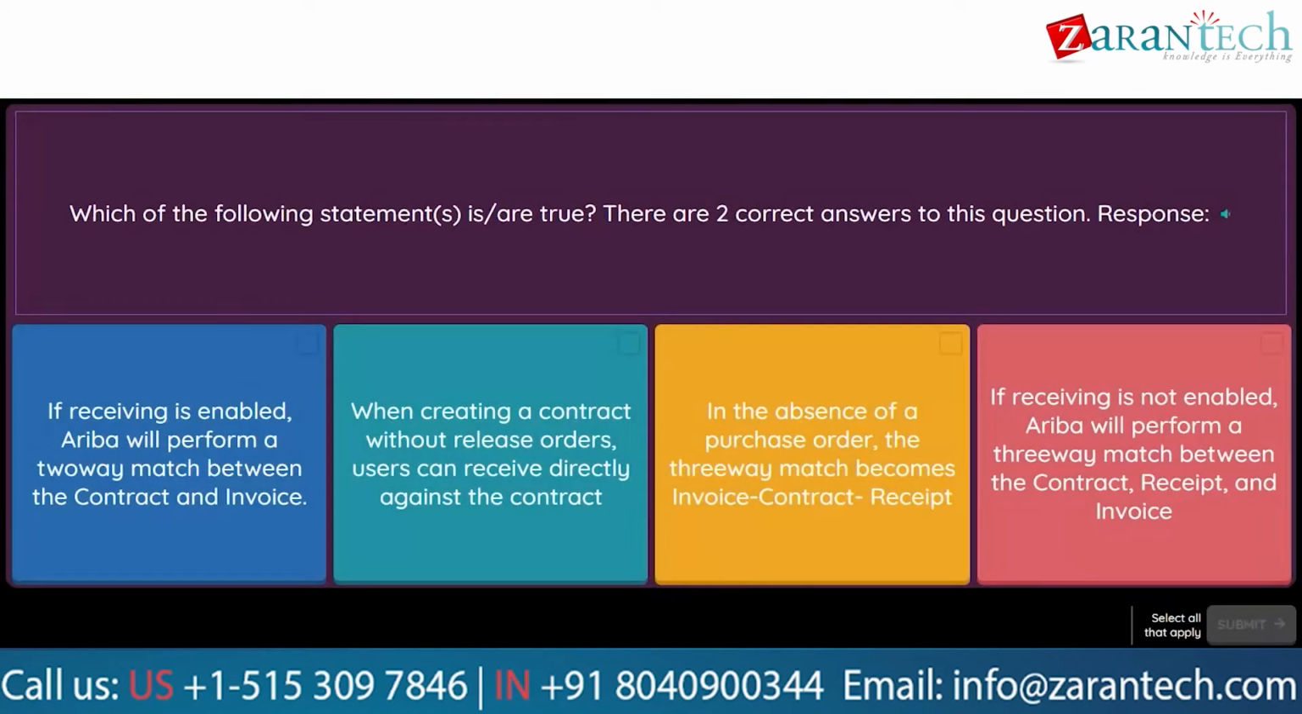Question: which of the following statement(s) is/are true? There are 2 correct answers to this question. Response: Option 1 if receiving is enabled, Ariba will perform a two-way match between the contract and invoice. Option 2 when creating a contract without release orders, users can receive directly against the contract. Option 3 in the absence of a purchase order, the three-way match becomes invoice, contract, receipt. Option 4 if receiving is not enabled, Ariba will perform a three-way match between the contract, receipt, and invoice.